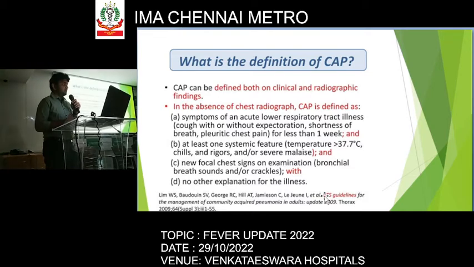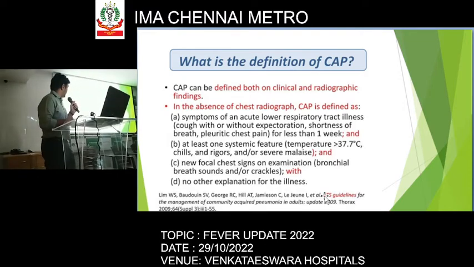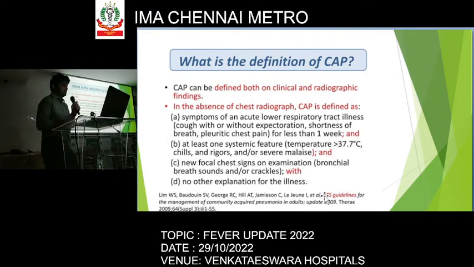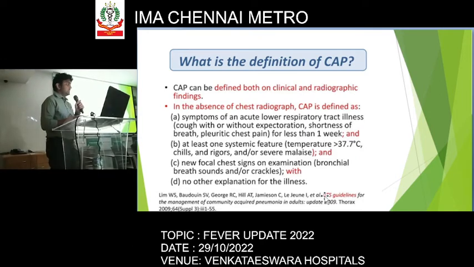less than 1 day. And at least one systemic feature like temperature more than 37 degrees Celsius, chills, rigors or severe malaise. And along with this, the patient should have a focal chest sign on examination like bronchial breath sounds or crackles with no other explanation for this illness.